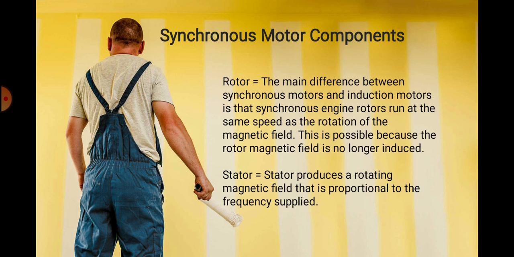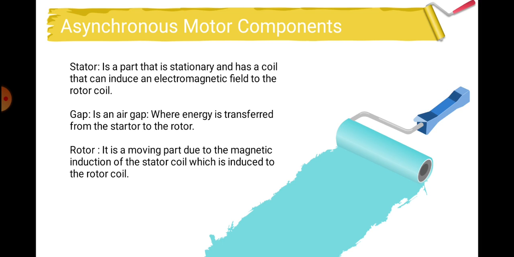Component. Synchronous motor components. A synchronous motor has two main components. First, the rotor, and second, the stator. Rotor. The main difference between a synchronous motor and an induction motor is that the synchronous motor rotor runs at the same speed as the rotation of the magnetic field. This is possible because the rotor magnetic field is no longer induced. Stator. The stator produces a rotating magnetic field that is proportional to the frequency supplied.